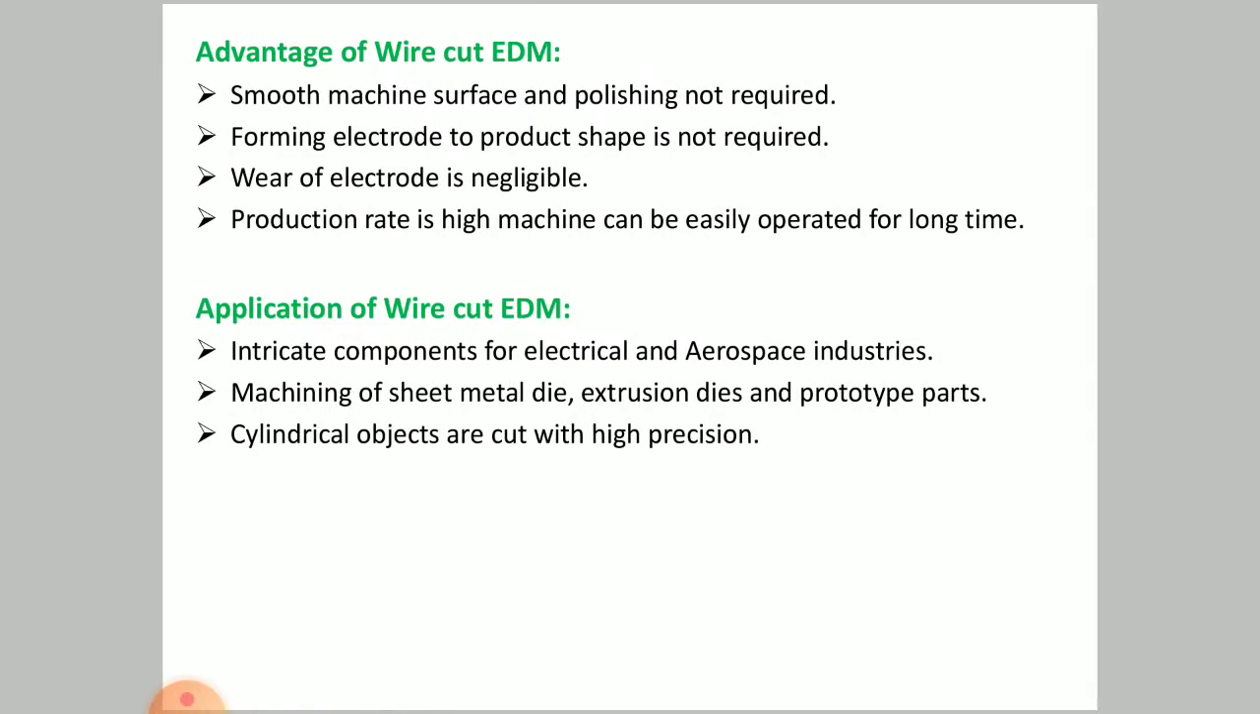Here we can observe the advantages and applications of the wire cut EDM process. With the help of this process, we can produce intricate components for electrical and aerospace industries. Very complex shapes can be machined with the help of this process. Machining of sheet metal dies, extrusion dies, and prototype parts is done. Cylindrical objects are also cut with high precision, with high accuracy, right?